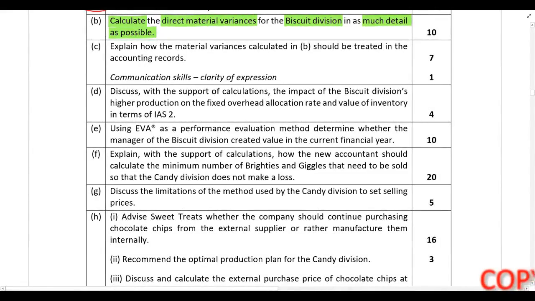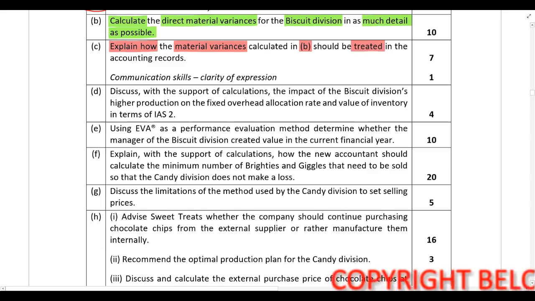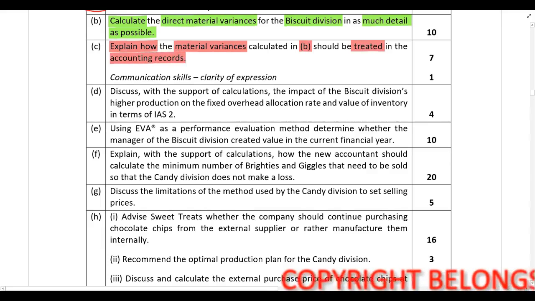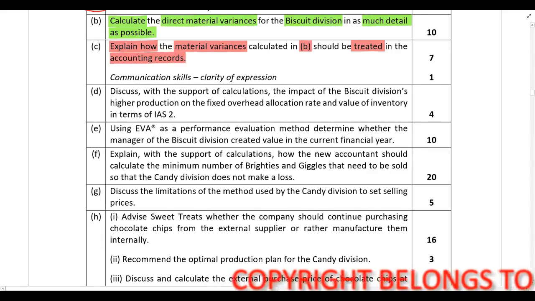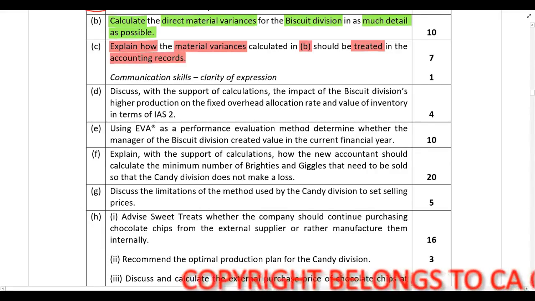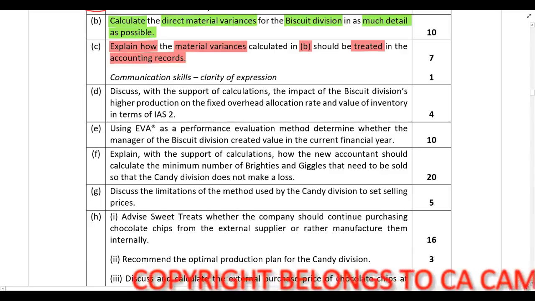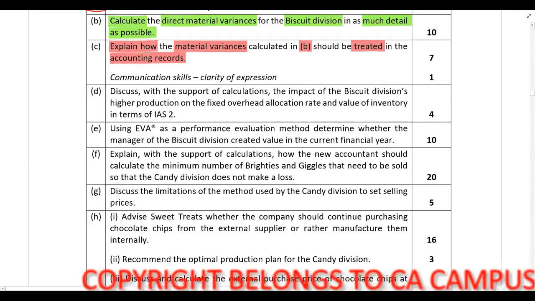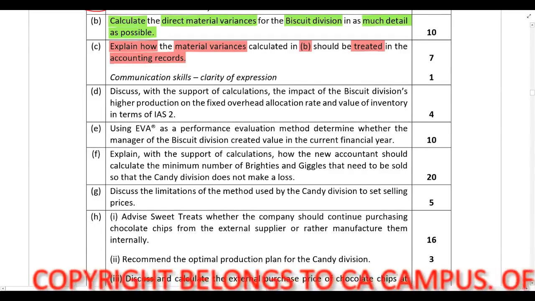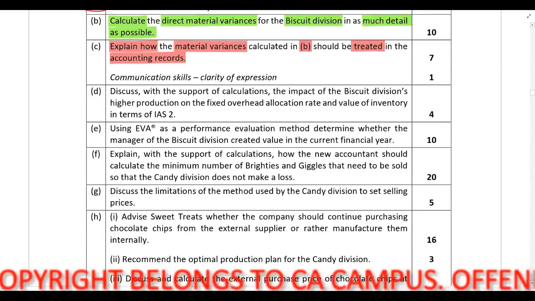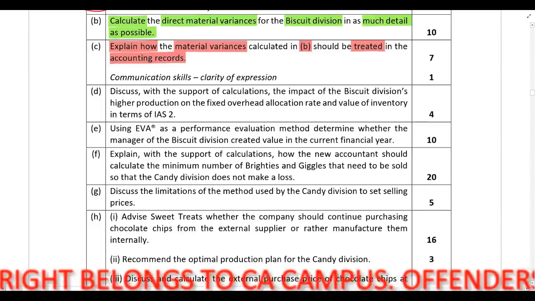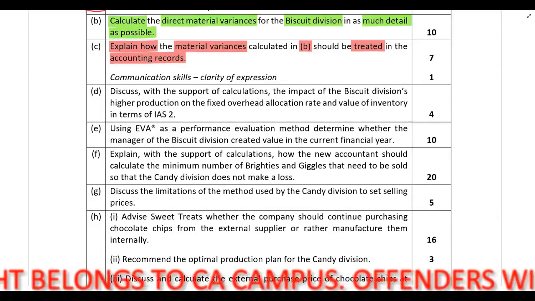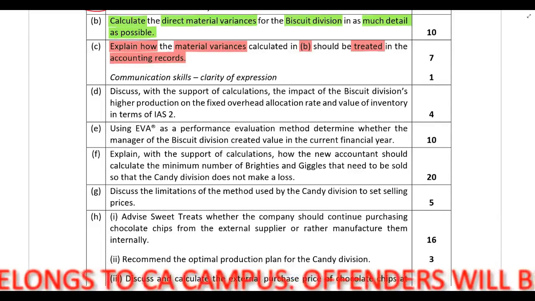Part C, explain how the material variances calculated in B should be treated in the accounting records. So that's for 7 marks, and then there's 1 mark available for communication skills, and that is awarded for clarity of expression. Alright guys, so in part B we calculated all of the material variances, and now we just need to explain how those variances should be treated in the accounting records.